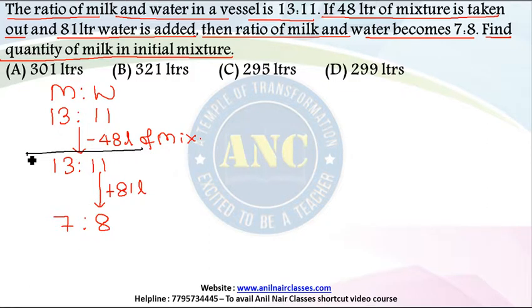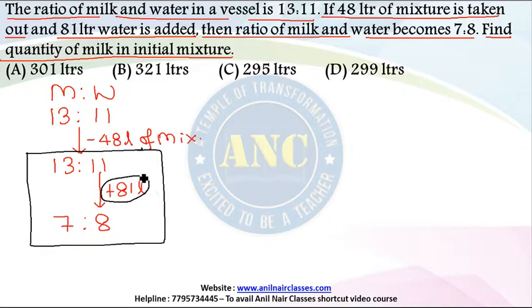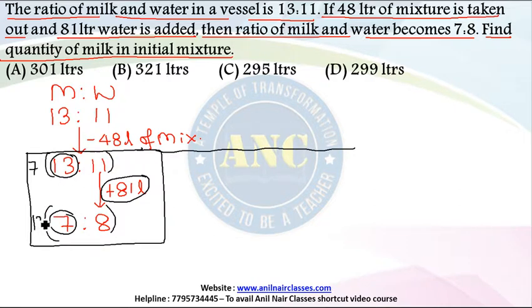From this point of time, if I am adding water into the vessel, that means the milk should not change. How much ever milk was present here, the same milk should be present here also. That means 13 and 7 should be made the same number. The LCM of 13 and 7 is 91. So this should be multiplied by 7 and this entire thing should be multiplied by 13. 7 into 13 is 91. 7 into 11 is 77, 13 into 7 is 91, and 13 into 8 is 104.